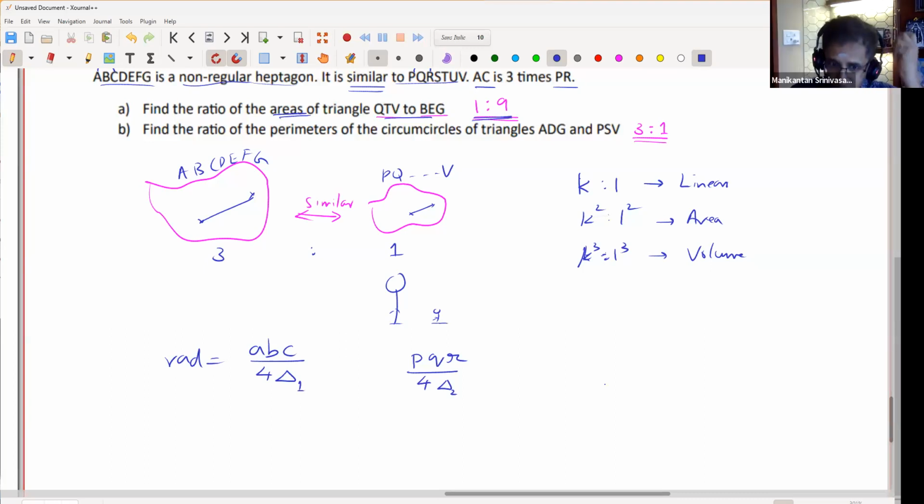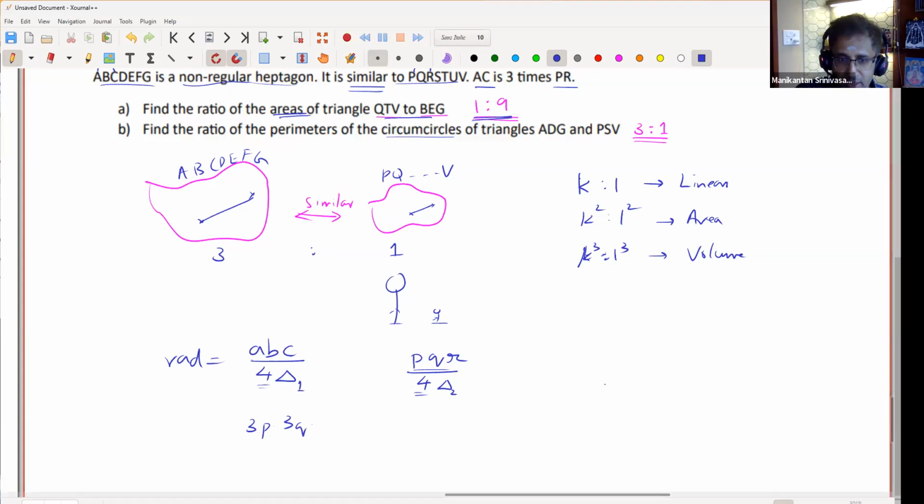So you don't even have to look at all that, because these are all common numbers. All we are talking about is some perimeter of something and an equivalent perimeter in the other one. That's all that matters. It's a ratio of lengths, and therefore it has to be just k is to 1. But if at all you have to do this, let's say A, B, C and P, Q, R are here. This is 3 times P, this is 3 times Q, and this is 3 times R. So that's a ratio of 27.